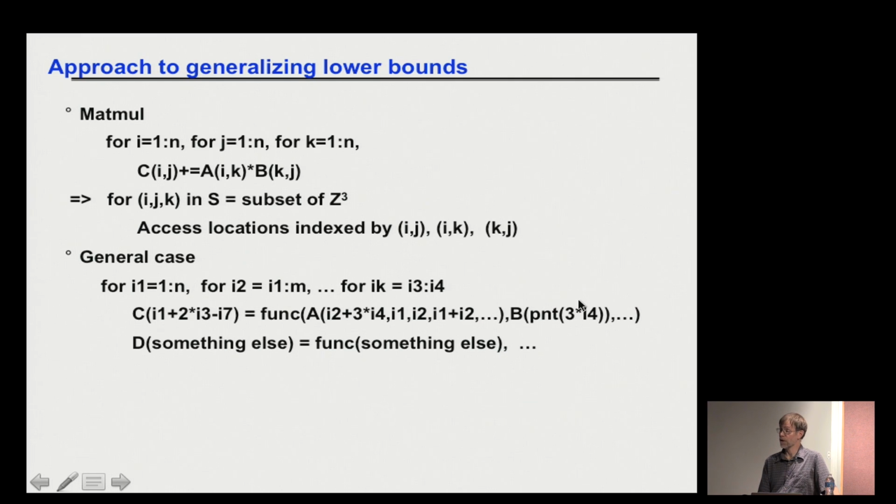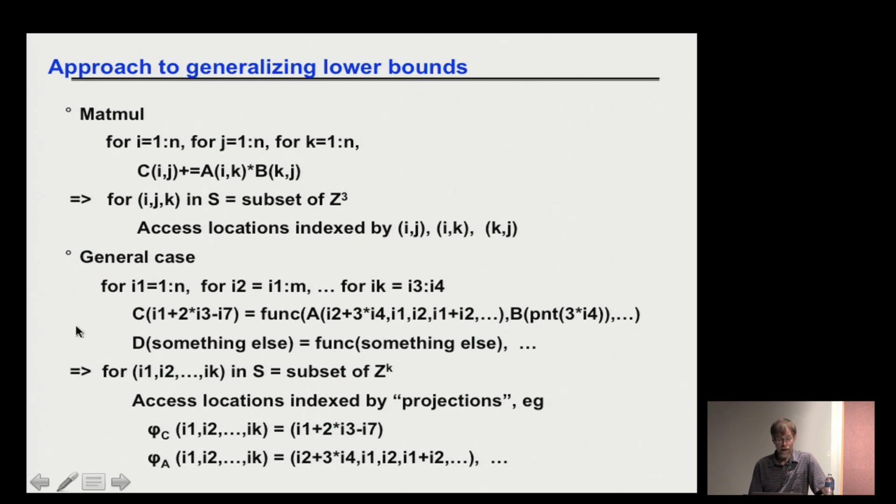I don't have to have just array subscripts. I can have indirection. And I can have as many lines of code as I want. And so how do I abstract that in a similar way so I can say something about code that looks that general? What I'm going to say is that each inner loop index is associated with a tuple of integers, you know, I1, I2 up to ik.